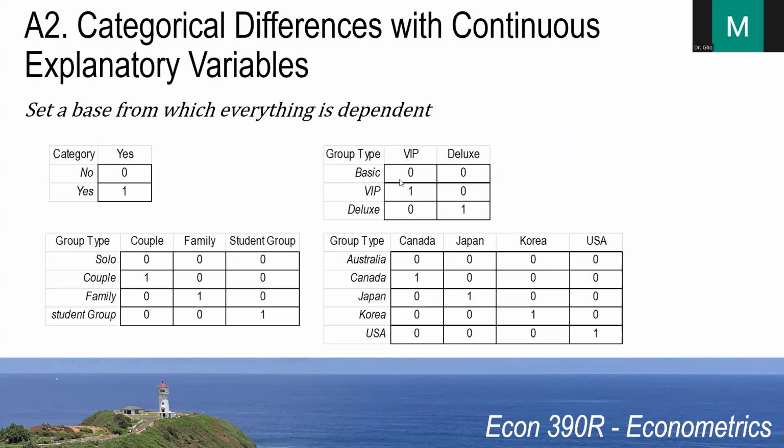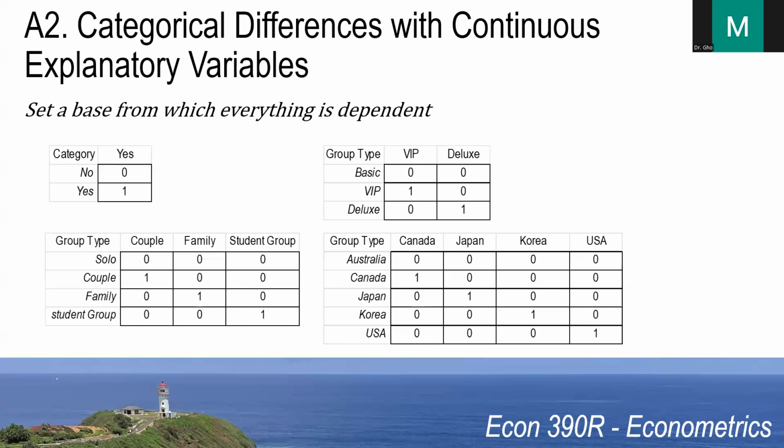And so to list that, we say VIP is 0 and deluxe is 0. That gives us our base. You always have to have a base. The basic is going to be when both of those are 0. VIP is going to be 1 for that, and then 0 for deluxe. Deluxe is going to be 0 for VIP, 1 for deluxe. So what we are measuring categorically here is the difference between being basic.